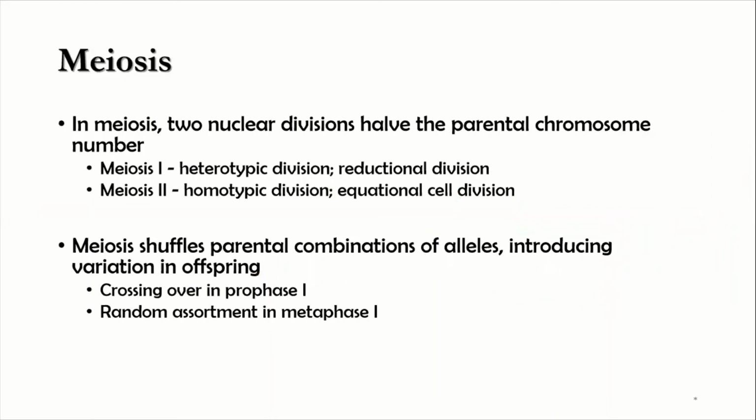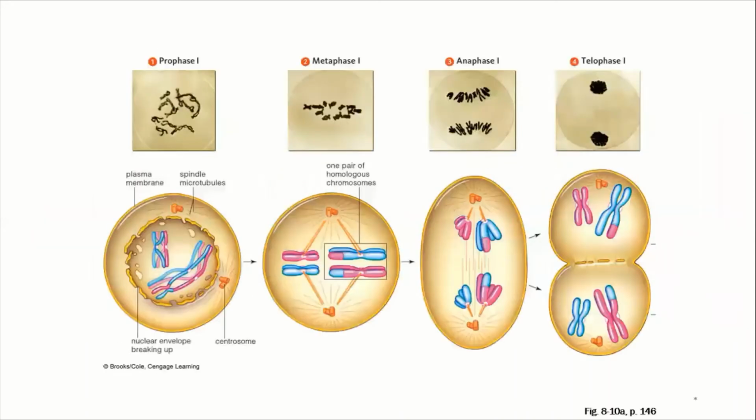Okay, so there is now variation in our offspring. In prophase 1, the same thing happens as in prophase of mitosis. The nuclear envelope breaks up, there is also the formation of the spindle poles, and your chromosomes are condensed. However, one key feature of meiosis, or prophase 1, is the crossing over. In this crossing over, you would see the transfer of genes from one chromosome to another.